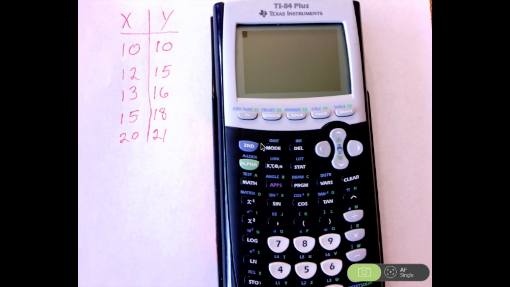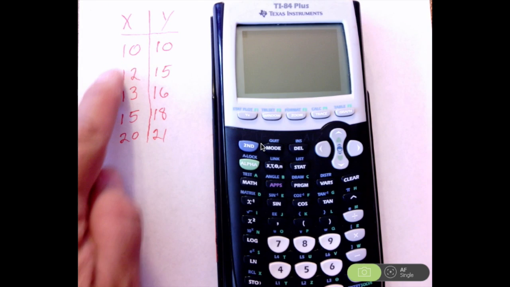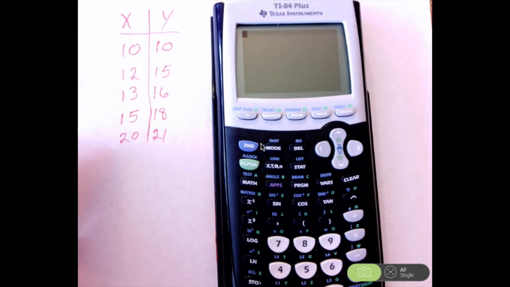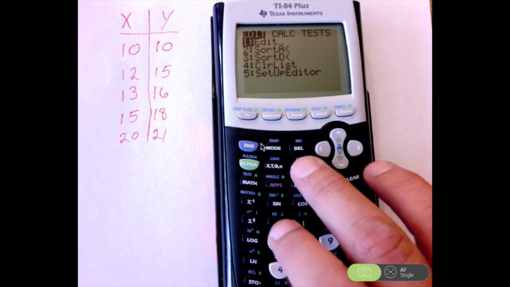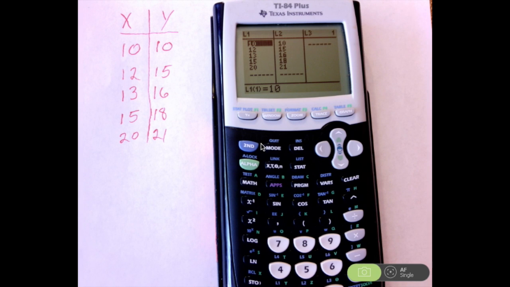Alright, so today we're going to look at how to make a scatter plot with a linear regression line using the TI-84 graphing calculator. Over here is my short data set that I'm going to be using. And first we would input the data, which you can see I've already done.